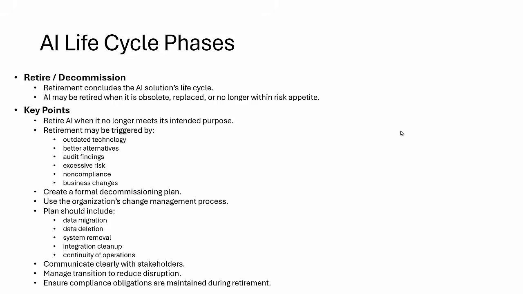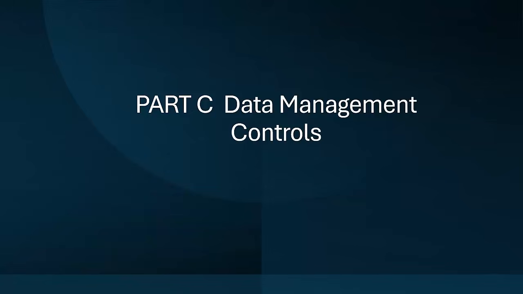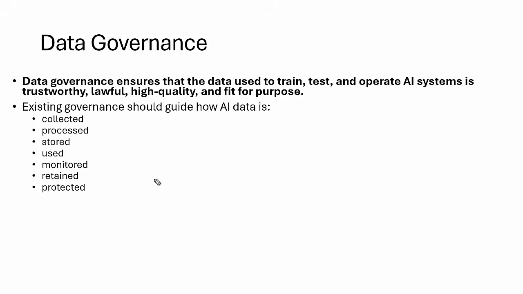Now we are moving to Part C, which is called data management and controls. So when you're talking about data governance, it is the most important foundation for AI governance. I'll tell you why. Because if you don't have the right data, it can impact the quality of the AI. So data governance ensures the data which is used to train, to test, and to operate must be trustworthy, must be lawful, should be of high quality, and should fit the purpose. If you take the example of existing governance, we have collect, process, store, use, monitor, retain.